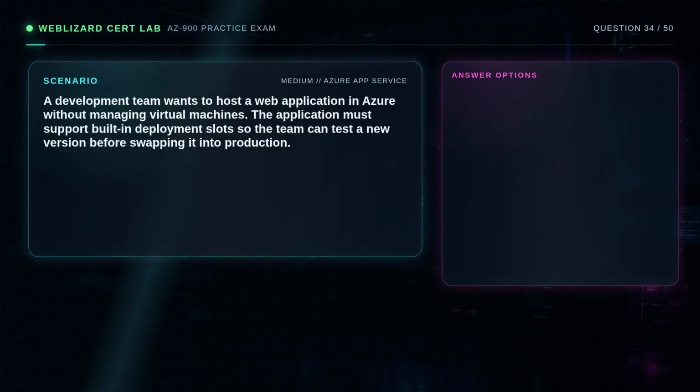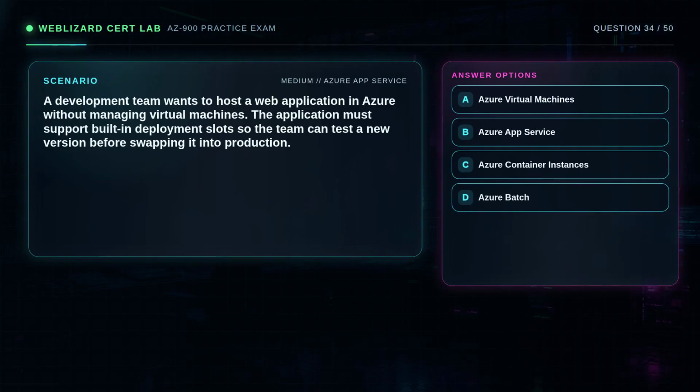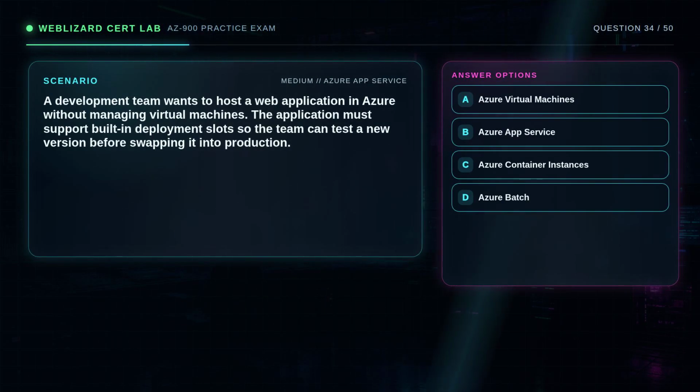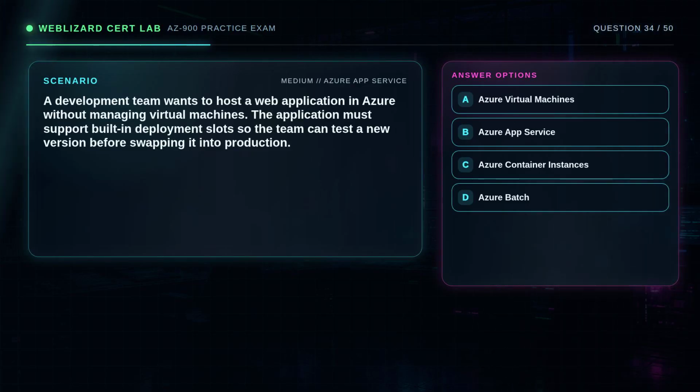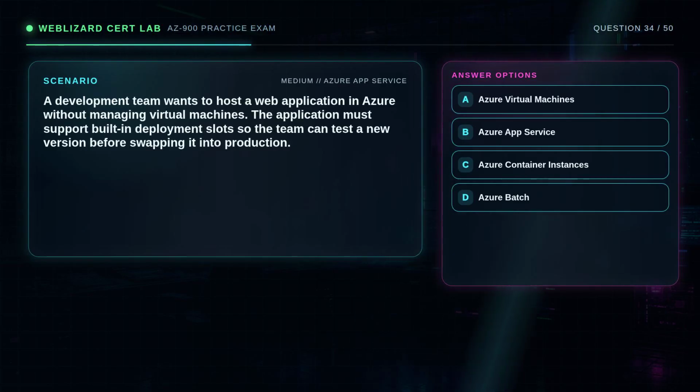Question 34. A development team wants to host a web application in Azure without managing virtual machines. The application must support built-in deployment slots so the team can test a new version before swapping it into production. A. Azure Virtual Machines. B. Azure App Service. C. Azure Container Instances. D. Azure Batch.